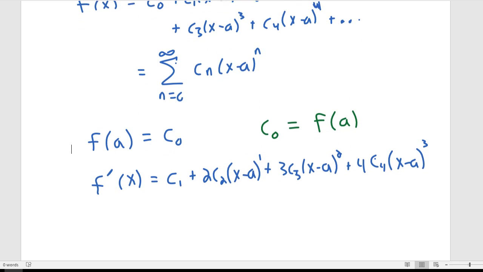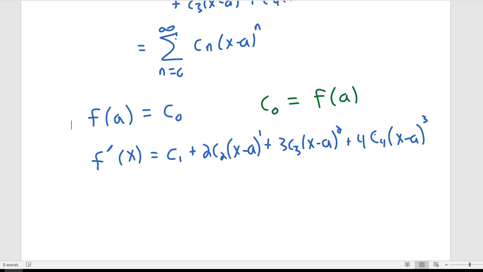So there's the derivative. I want the derivative of the power series and the derivative of the function to be equal. So I'm going to plug a in, I'm going to plug in the center. Notice that when I plug a into this term, it's 0. When I plug a into this term, it's 0. When I plug a into this term, it's 0. So I found out that c1 is the derivative of the function at a. So c1 I can find by taking the derivative of the function and plugging in the center.